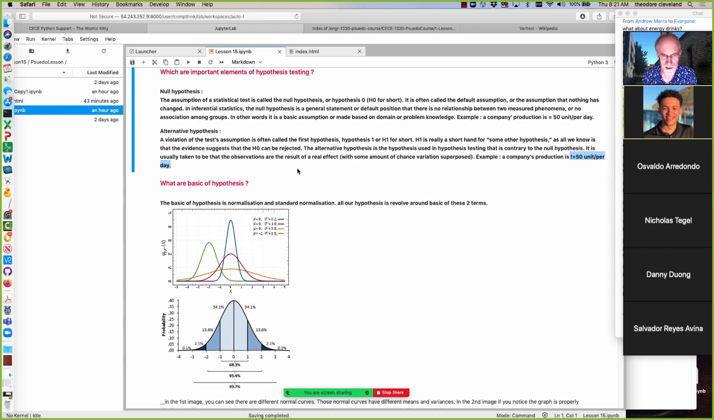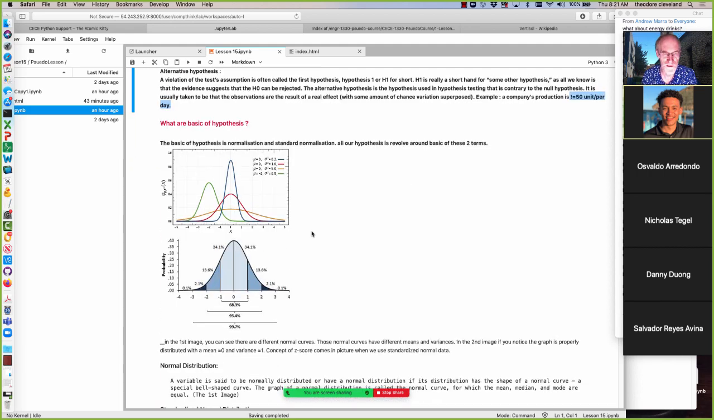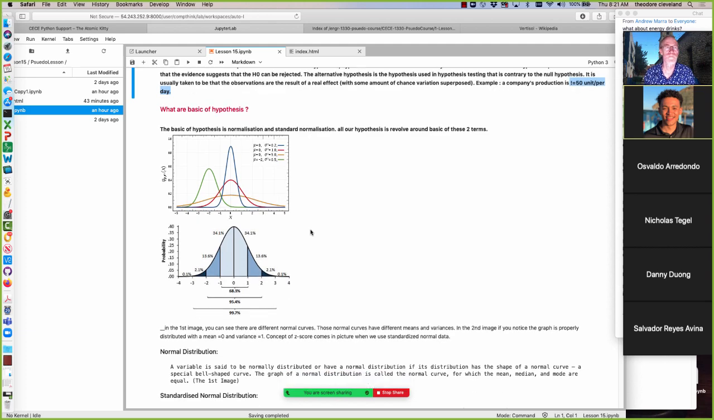Now, it's possible to stack, to ladder a set of tests to get some guidance on what the most effective hypothesis will be. So let's look at some of the basis. The basis of hypothesis testing is an ideal of normalization and or standardization. And so all the hypotheses tend to revolve around these two terms.